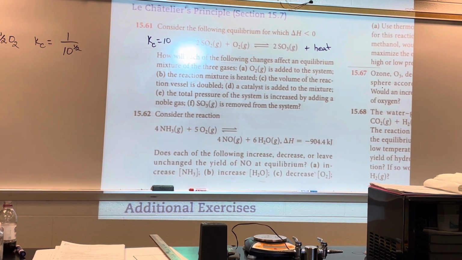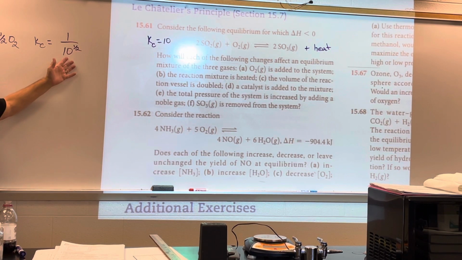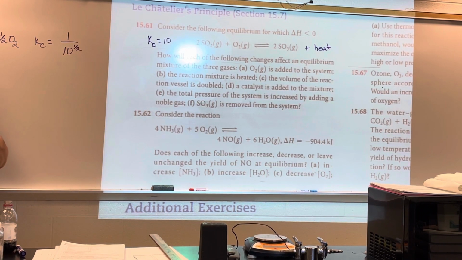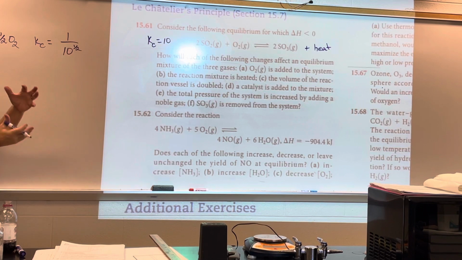Okay, remember, in equilibrium, the coefficients are your exponents. So if you multiply an equation by 2, or in this case by 1/2, then you have to raise the K to that power of 1/2. When you flip an equation, write it the other way, since it's a reversible reaction, you can write it either way. Products become reactants, reactants become products, therefore you're going to get the reciprocal of the value of K.